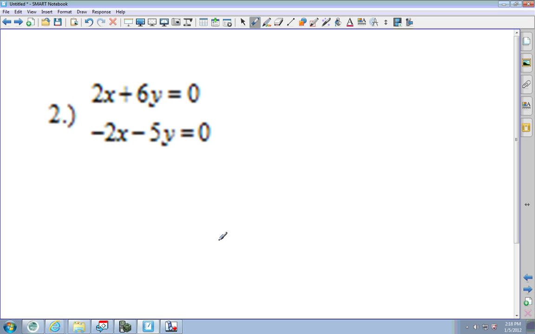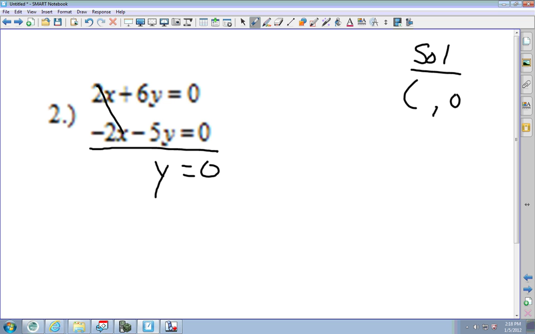Try the next one. Pause the video and see if you can come up with the answer, and then press play and come back and see how you did. On this one, which letter would make 0 when I add them together? Right here I have 2x minus 2x. Well, 2 minus 2 is 0. These two cancel out. I have 6 minus 5, which is 1. I have 1y equals 0 plus 0 is 0. Well, that was easy. There's my solution.